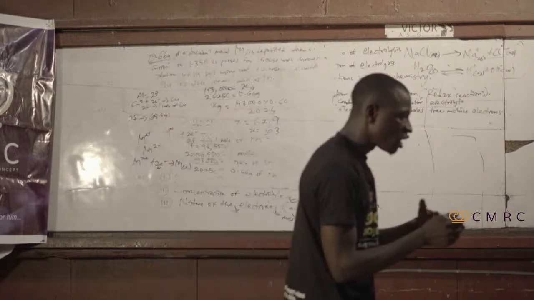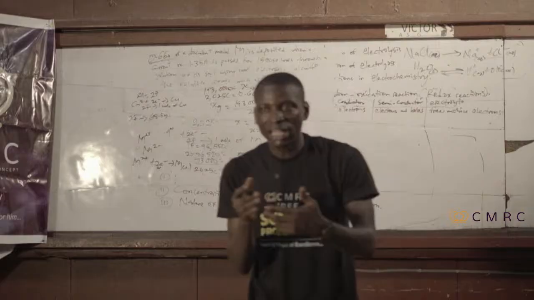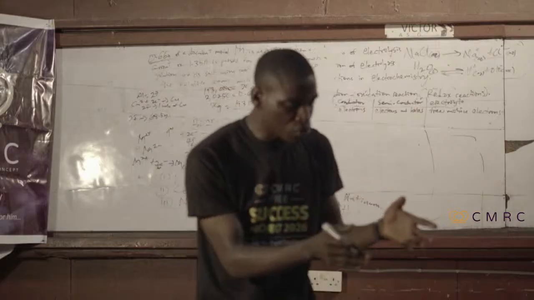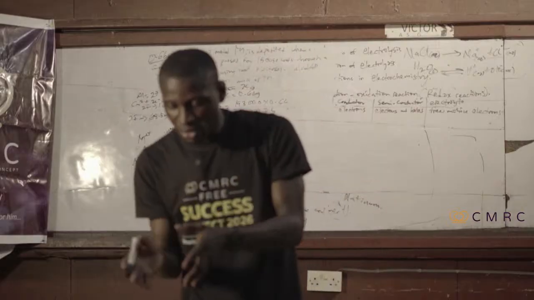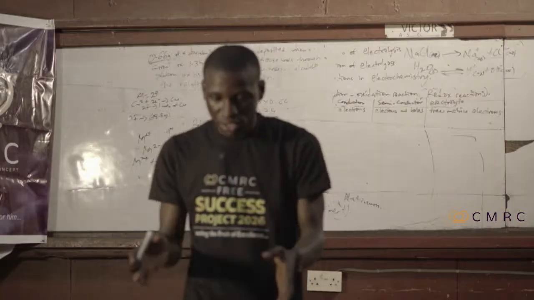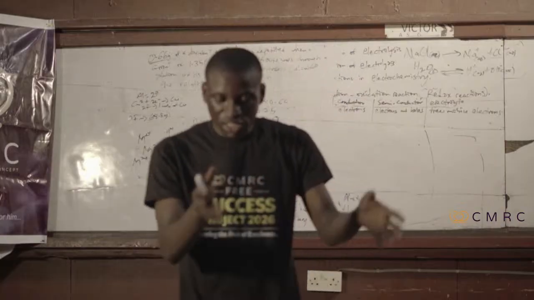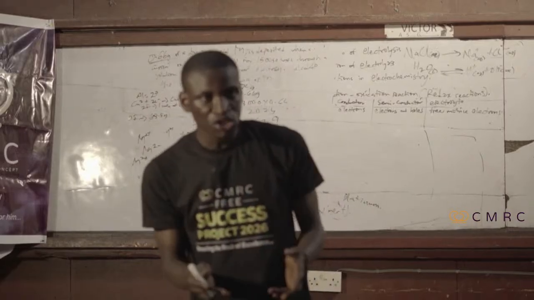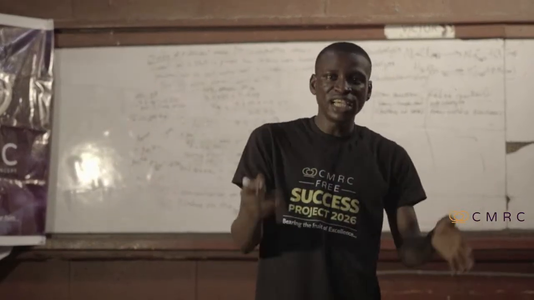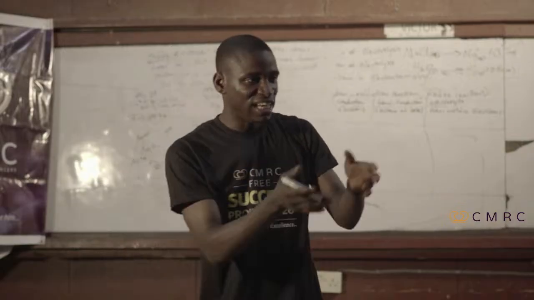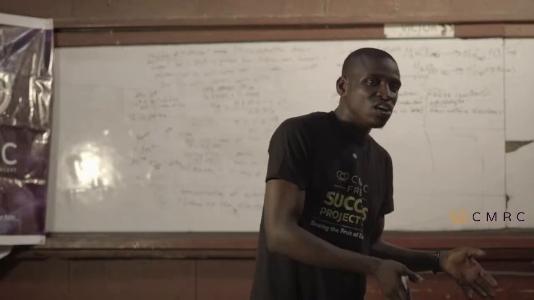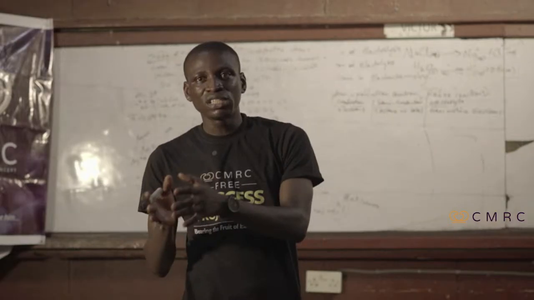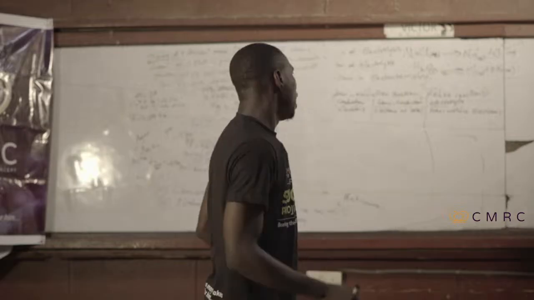Then we went on to talk about electrodes, the terminals that you have in your electrolytic cell: anode and cathode. At the anode, oxidation. At the cathode, reduction. Oxidation is the process of electron loss. Reduction is electron gain. The reducing agent loses electrons. The oxidizing agent gains electrons. The oxidizing agent is also known as the oxidant. The reducing agent is also known as the reductant.